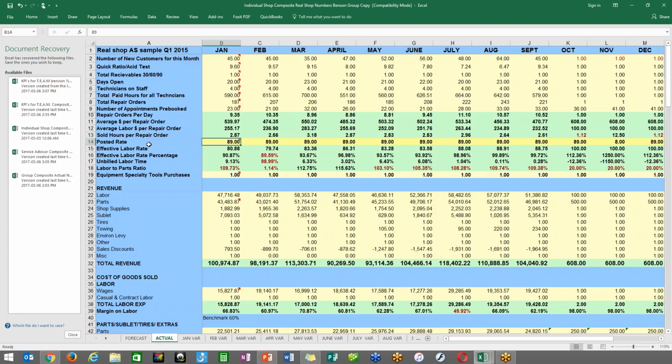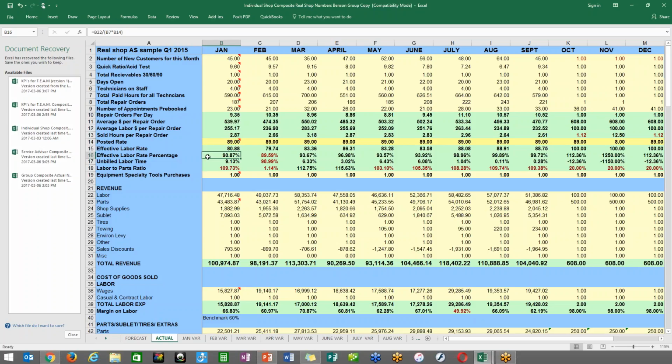You fill in your posted labor rate here. The effective labor rate is a very important calculation, and basically what it's showing is that this shop says they collect $89 an hour. That's what their labor rate is internally, but they're actually collecting $80.88. Now, because I believe that the percentage is even more important, we see the effective labor rate percentage is 90%.